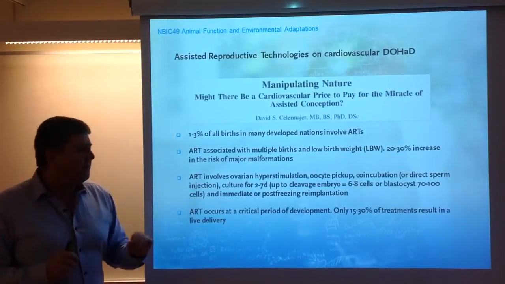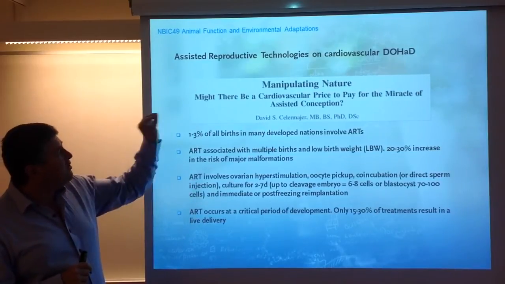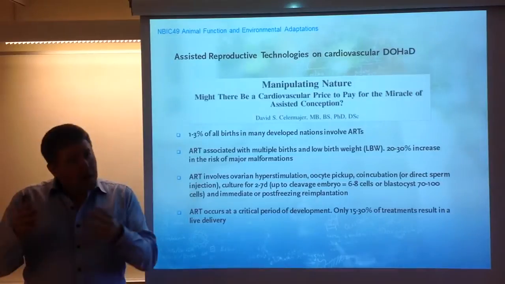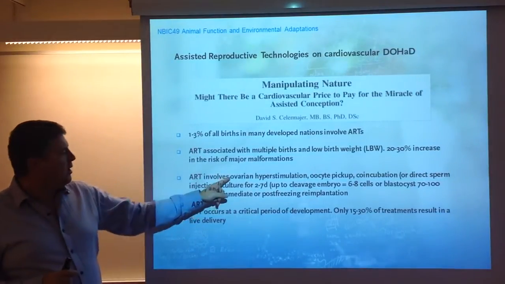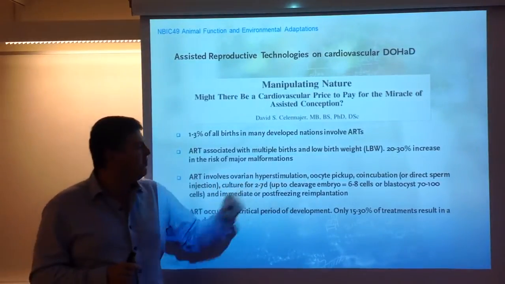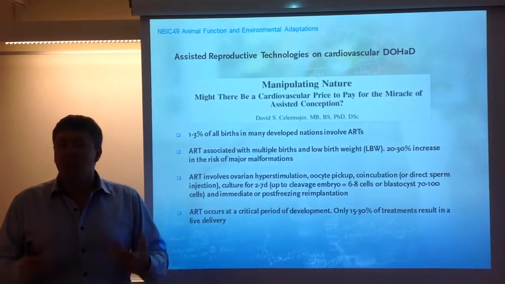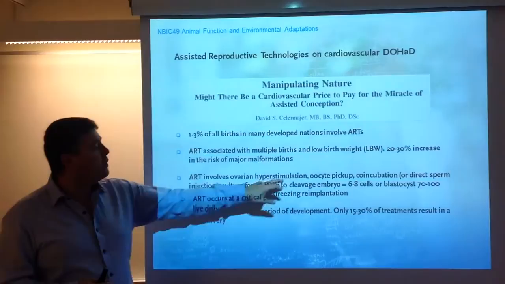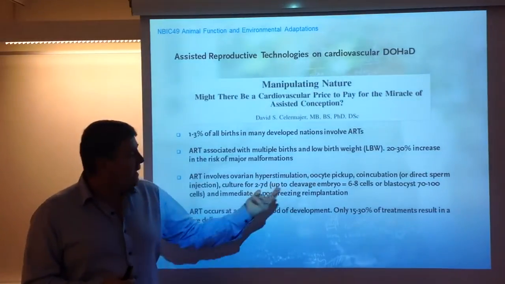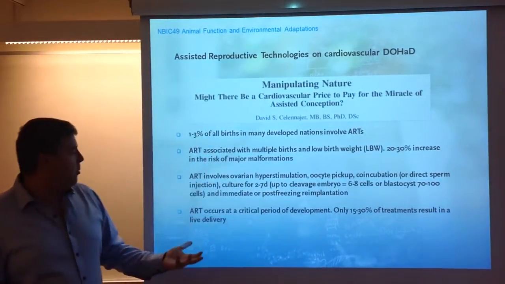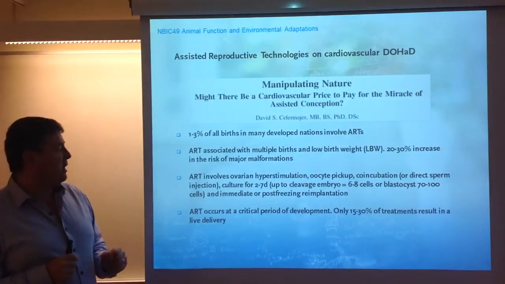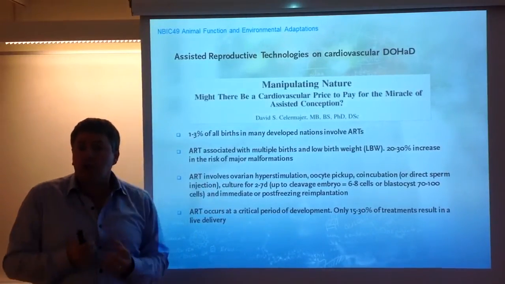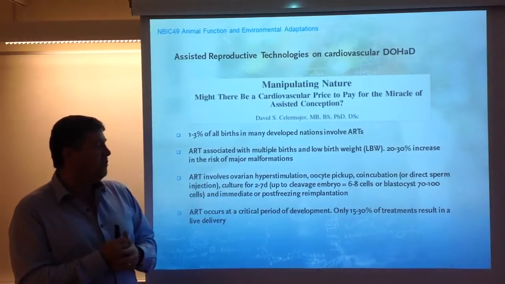Notice, and this is relevant, that ART, assisted reproductive technology, involves a lot of processes that are not natural. For example, you start with ovarian hyperstimulation. Mothers are stimulated, so they ovulate more, so that the oocytes can be collected. They can be incubated with sperm, or of course sperm can be injected. Then they are cultured. These oocytes are cultured externally from the body for up to 7 days.